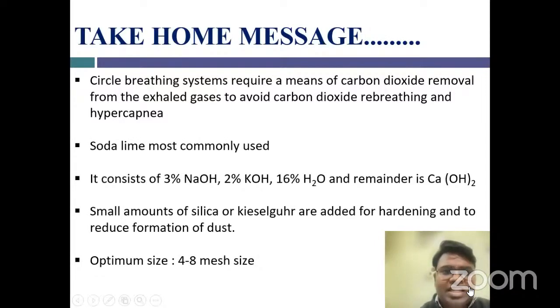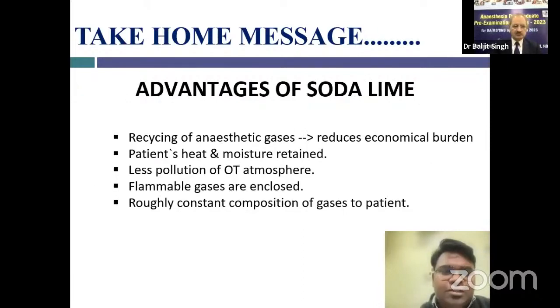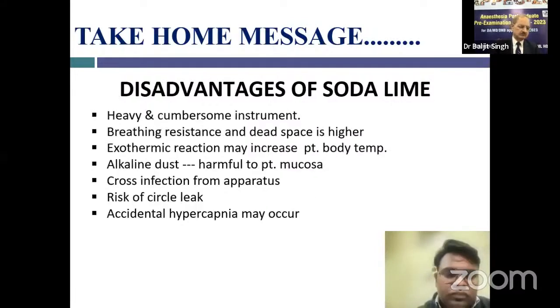Take home message from this lecture: a circle breathing system requires a means of CO2 removal from the exhaled gases to avoid CO2 rebreathing and hypercapnia. Soda lime is the most commonly used CO2 absorbent. Optimum size is 4 to 8 mesh size. Advantages are that recycling of anesthetic gases reduces economic burden to institutes, patient heat and moisture are retained, there is less OT pollution, flammable gases are enclosed in the circle system, and a roughly constant composition of gases is delivered to the patient.